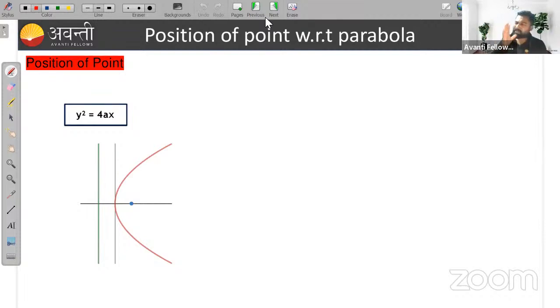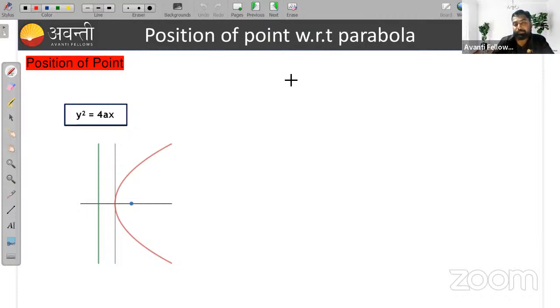It's very simple. The same procedure you need to follow. If the equation of the parabola is y square is equal to 4ax, then just like in the case of the circle, we put the coordinates of the point into the left hand side of the given equation. If s1 is greater than 0, it is lying outside the parabola. If it is less than 0, then it is lying inside the parabola. If it is equal to 0, then the point is lying on the parabola. Is that clear to everyone?